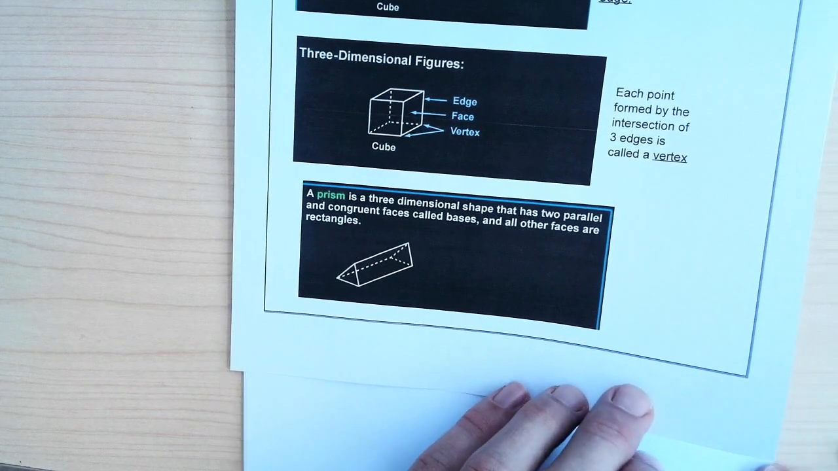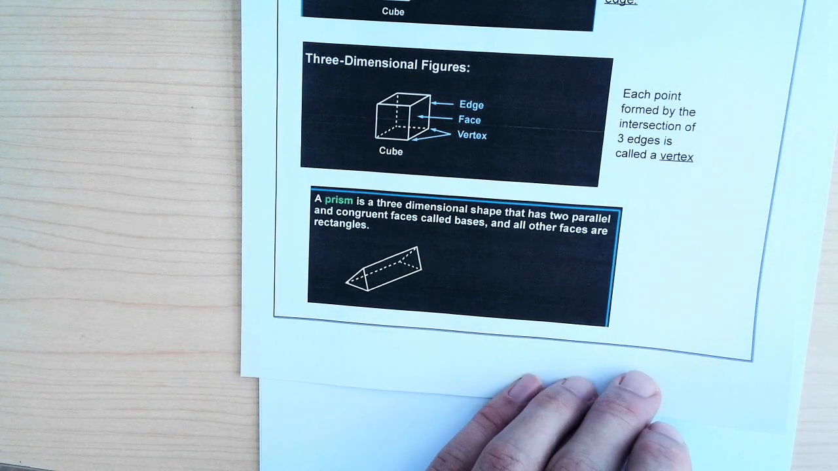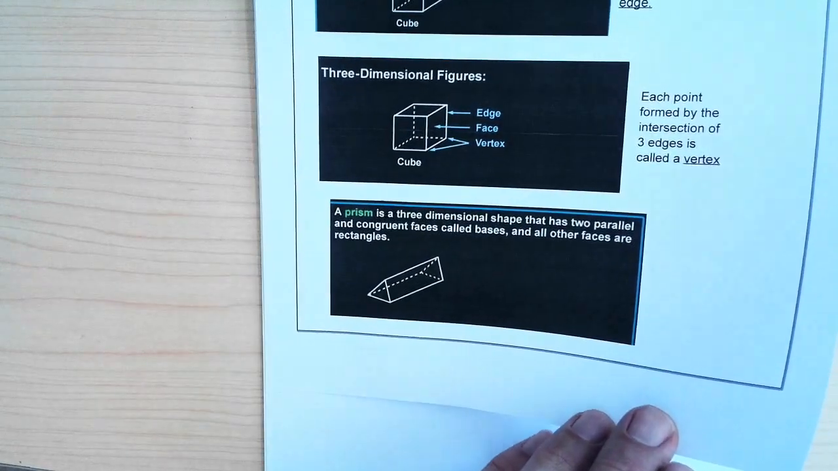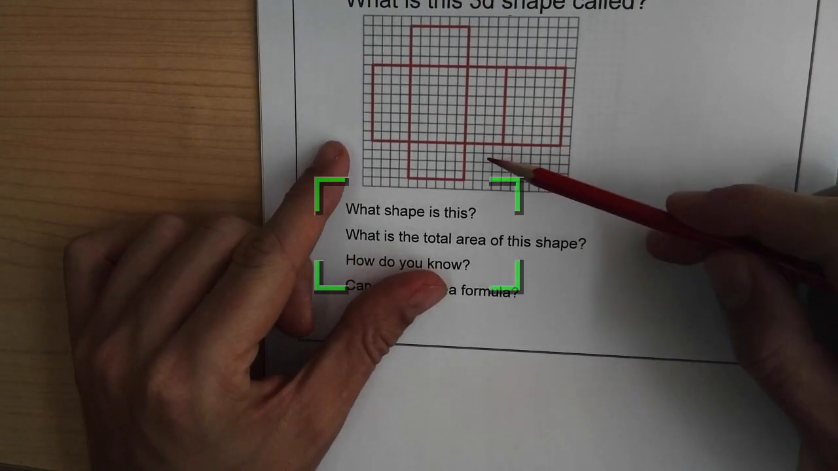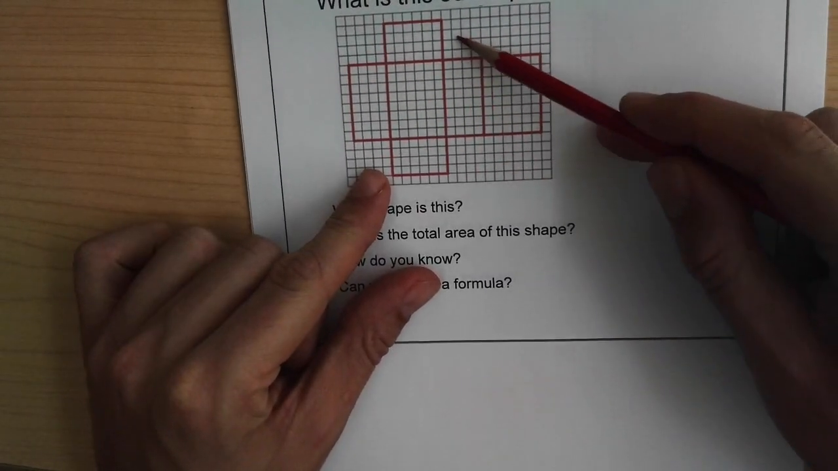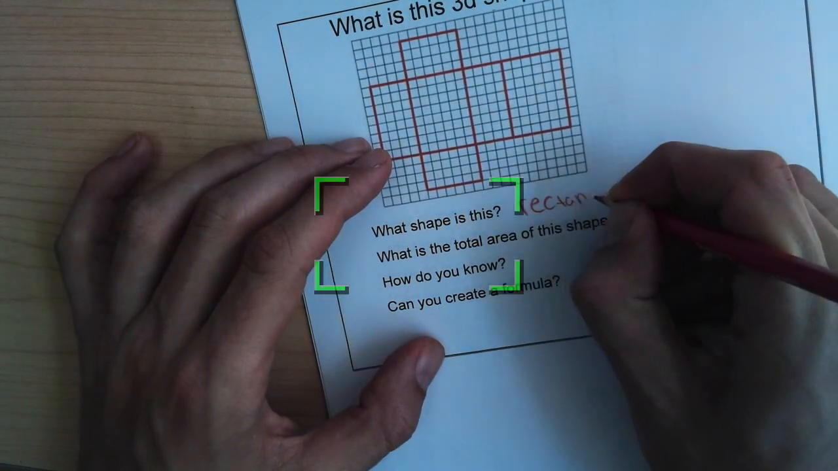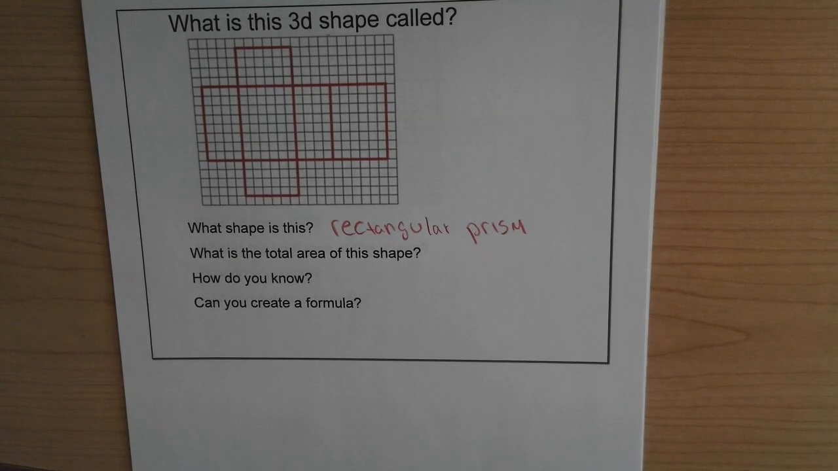I know that this is a prism. It's a three-dimensional shape that has two parallel and congruent faces called bases, and all the other faces are rectangles. So it's a prism of some sort. And looking at my net here, I can see that these are rectangles, so it'll be a rectangular prism. Now that we've established the fact that it's a rectangular prism, we want to find out the total area of this shape.